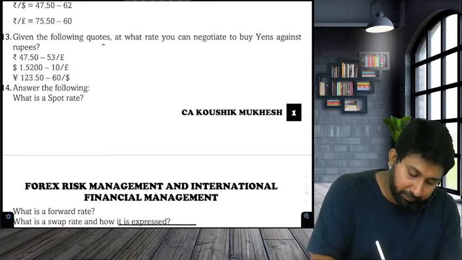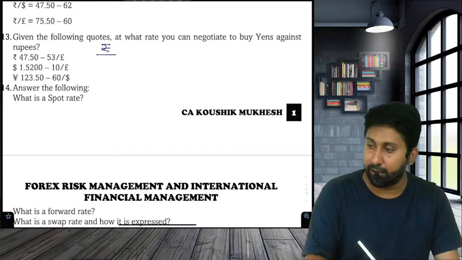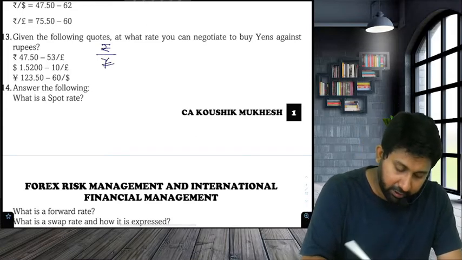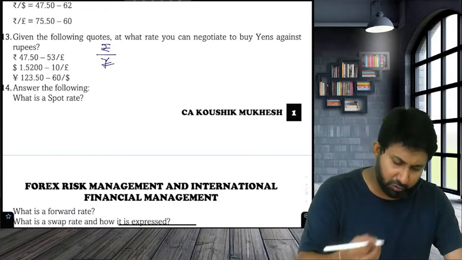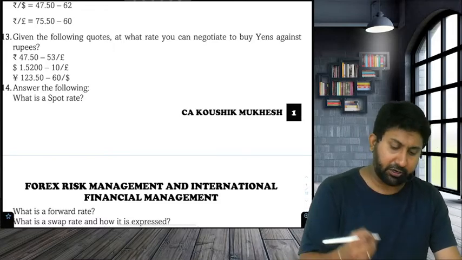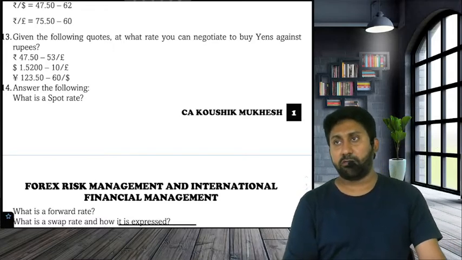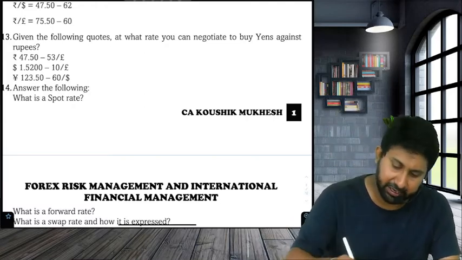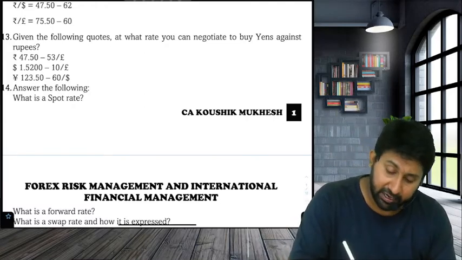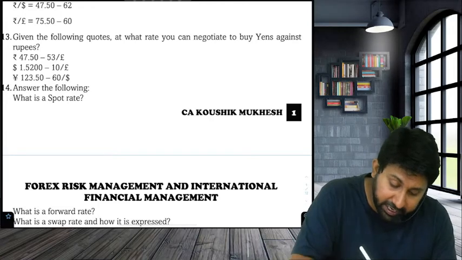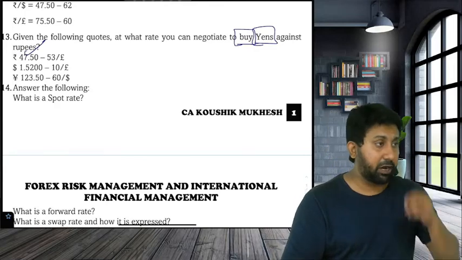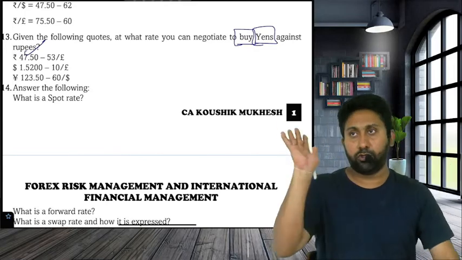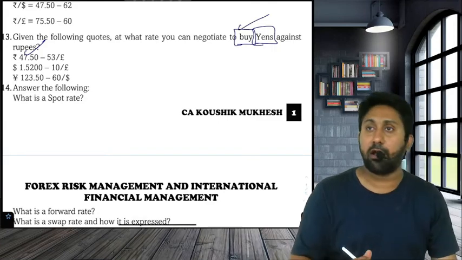We want rupee yen format, or yen by rupee format. You take whatever you want, but try to understand clearly what quotation we want. See here, he clearly said, negotiate to buy yens against rupee. So now let us understand which should come in denominator and which in numerator. I want to buy yens.